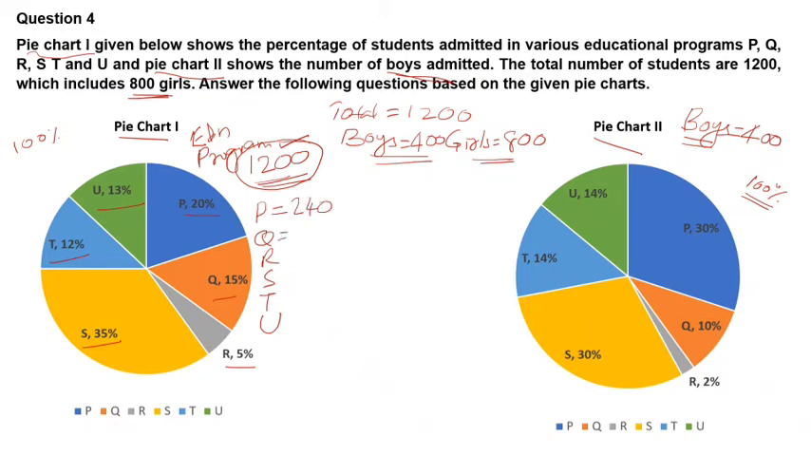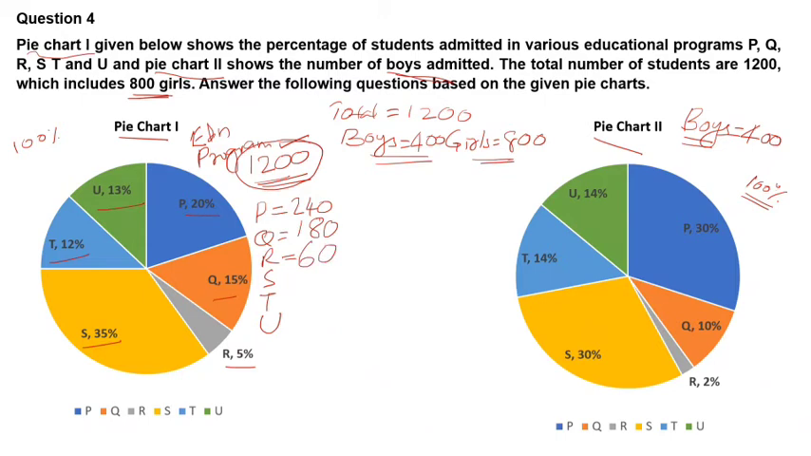Q is what? 15%. Again, 10% is 120, 5% will be 60. So 15% will be 120 plus 60, 180. These are all mental calculations you can do very fast. R is 5%. 10% of 1200 is 120, so 5% will be 60.